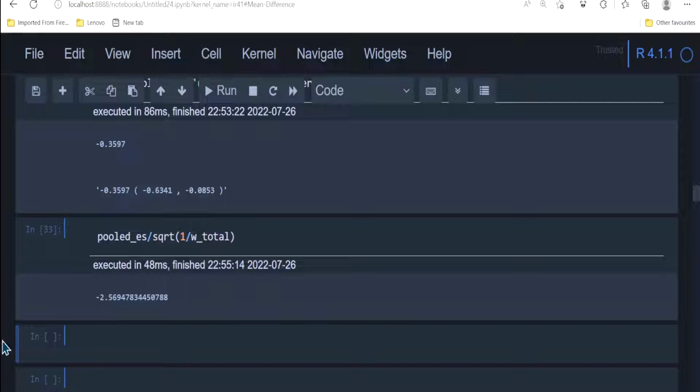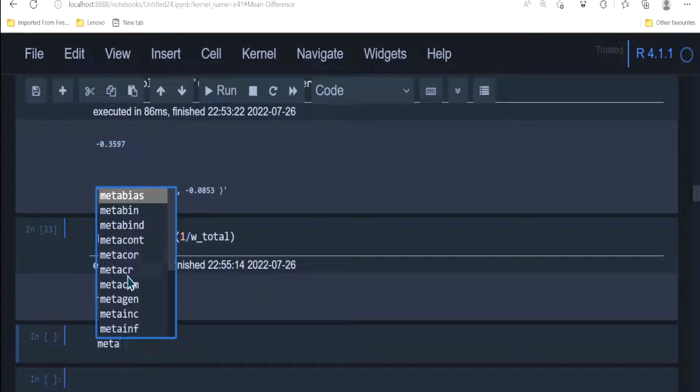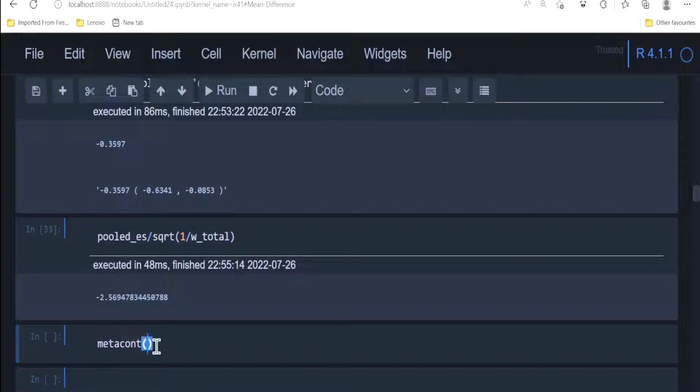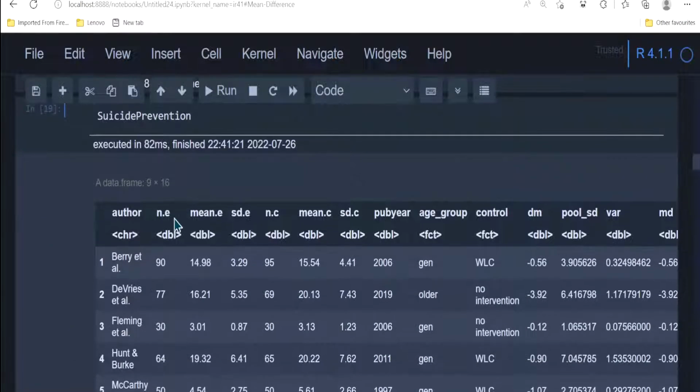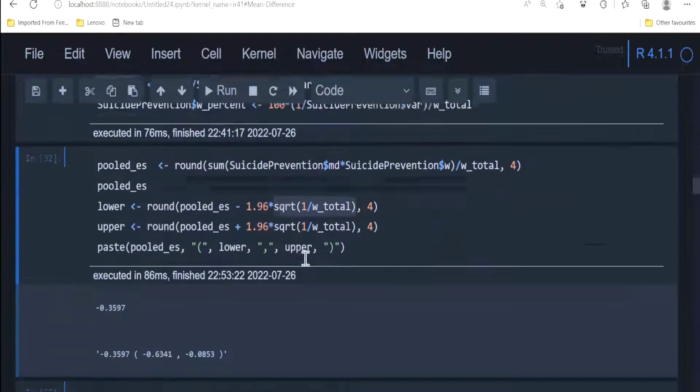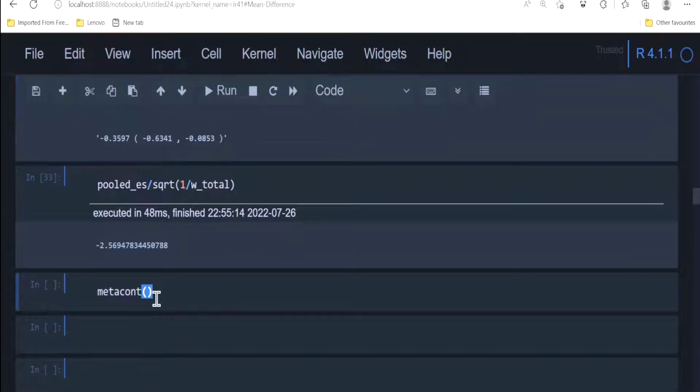But what if we simply use the metacont function from the meta package? Metacont needs the following first: n.e, mean.e, sd.e, n.c, mean.c. The way these variable names are named is really the way the metacont function needs. So let me just use.